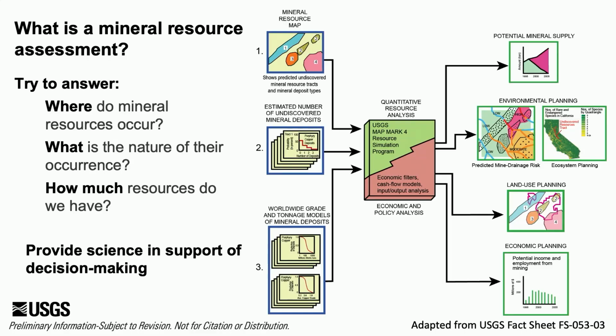So mineral resource assessments have been a core function of the USGS since its inception, and the techniques developed in the 70s and 80s really haven't changed that much over the years. Essentially, assessments try to answer three basic questions. Where do mineral resources occur? What is the nature of their occurrence? And how much resources do we have?